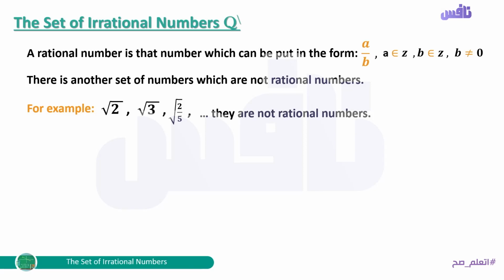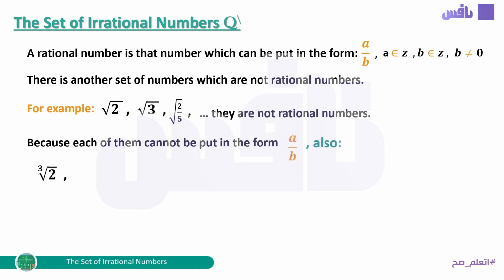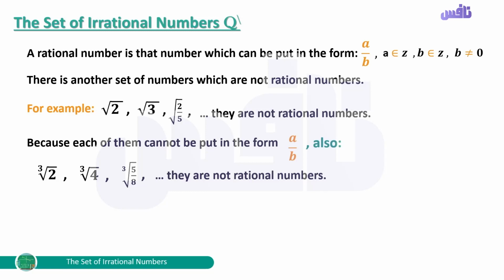Okay? يبقى any number in the form of a square root and I can't put it in the form of A over B is not a rational number. As we said, because each of them cannot be put in the form of A over B. We have also cubic root 2. I can't put it in the form of A over B. Cubic root 4. Cubic root 5 over 8. They are not rational numbers because they cannot be written in the form of A over B.